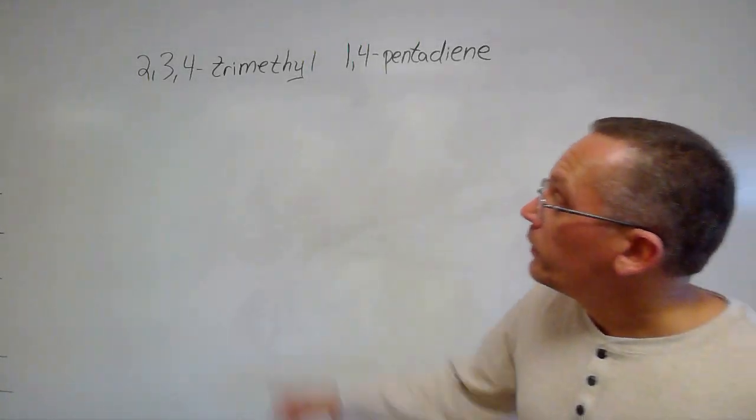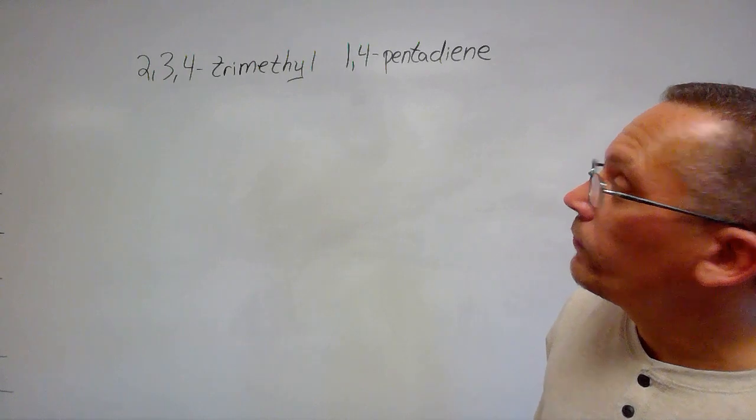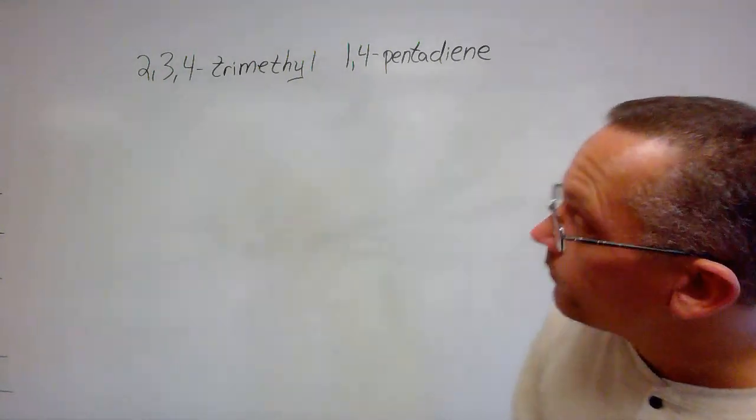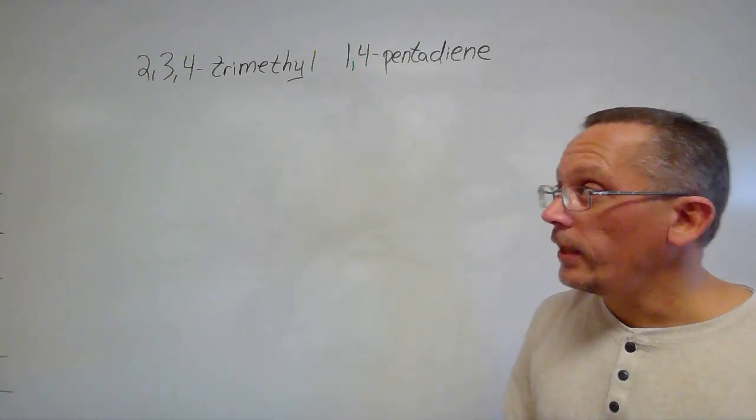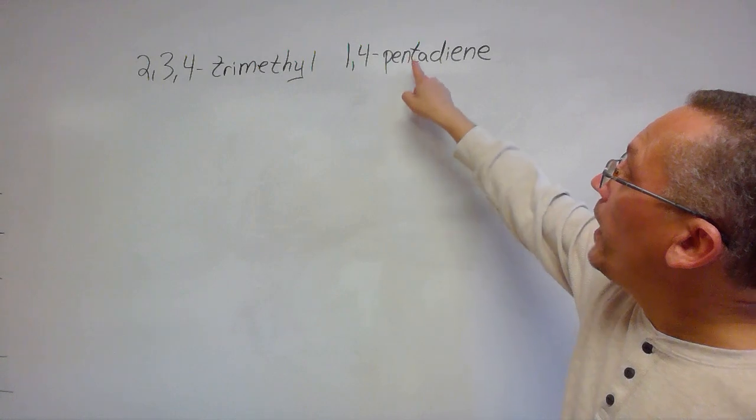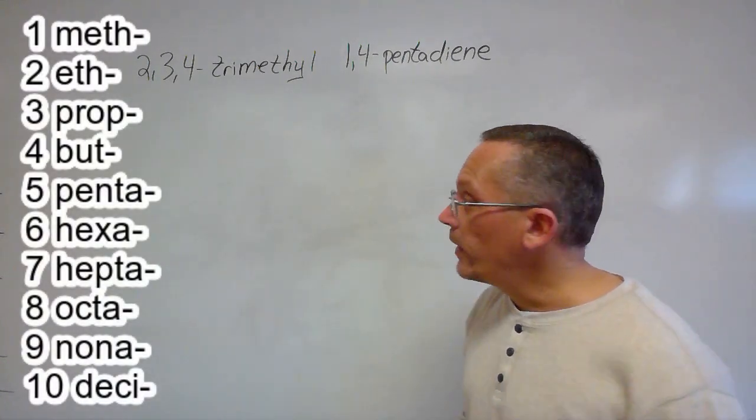Alright, let's have some fun now. Let's draw 2,3,4-trimethyl-1,4-pentadiene. Okay. Let's start out with our main chain. Our main chain here is 1,4-pentadiene. So penta, there's 5 carbon atoms.